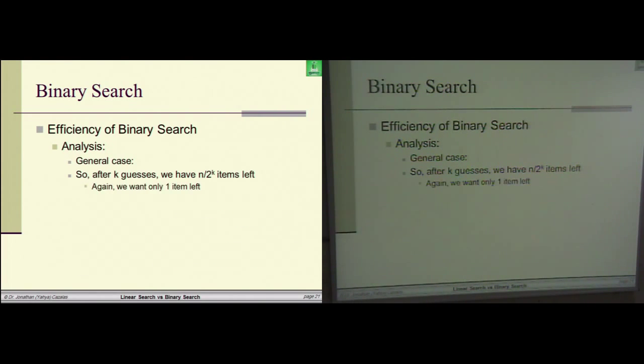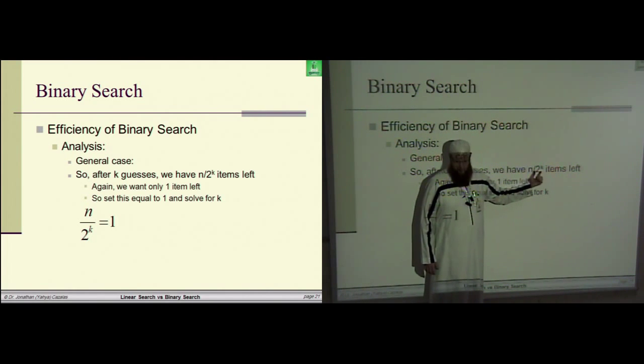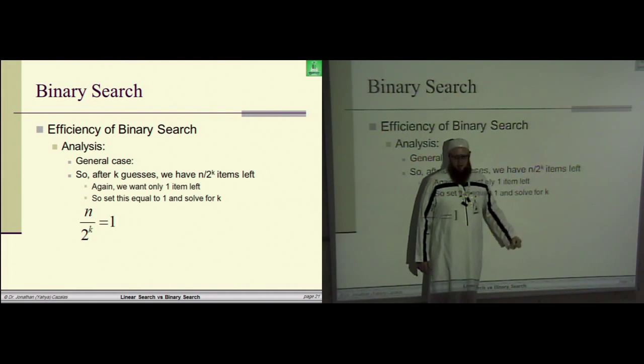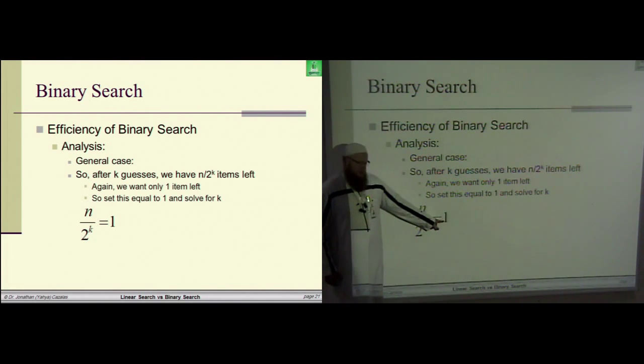So we want only 1 item left. What we do is set this equation to 1 and solve for it. After k guesses, how many items are left? N over 2 to the k items left. And we want this to be only 1 item left. If 1 item is left, we found it. We're done. So we want to know, what is this k?